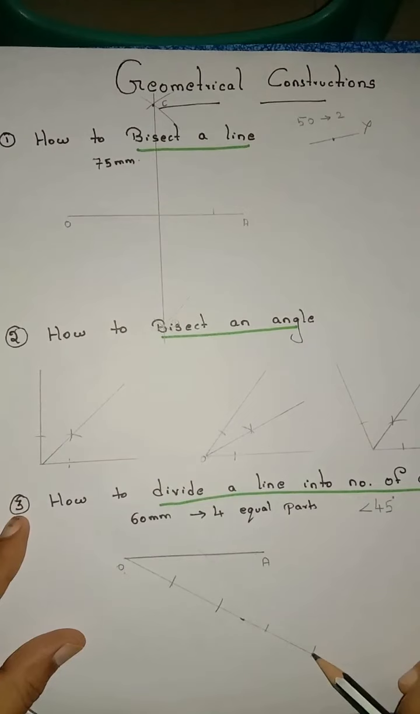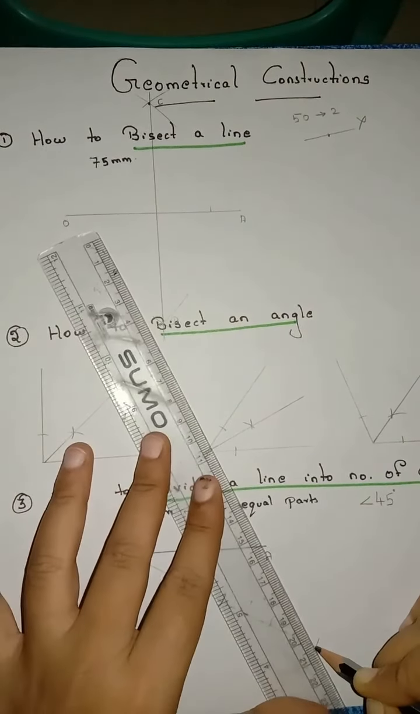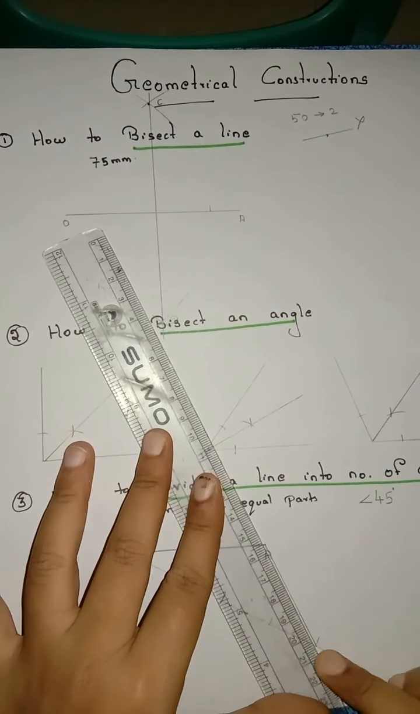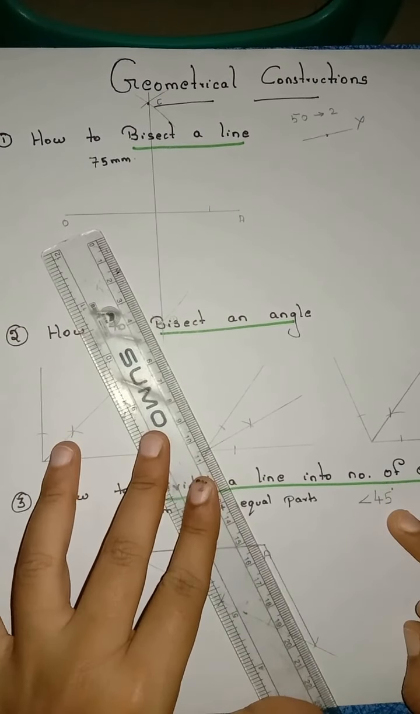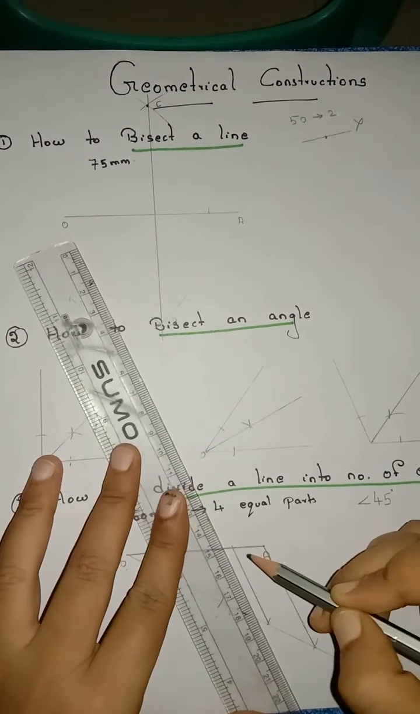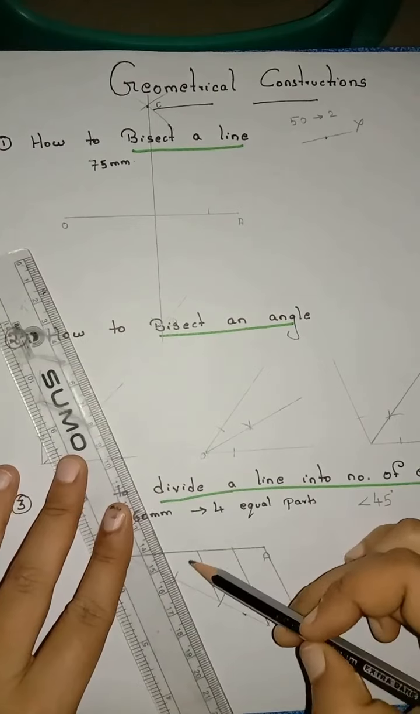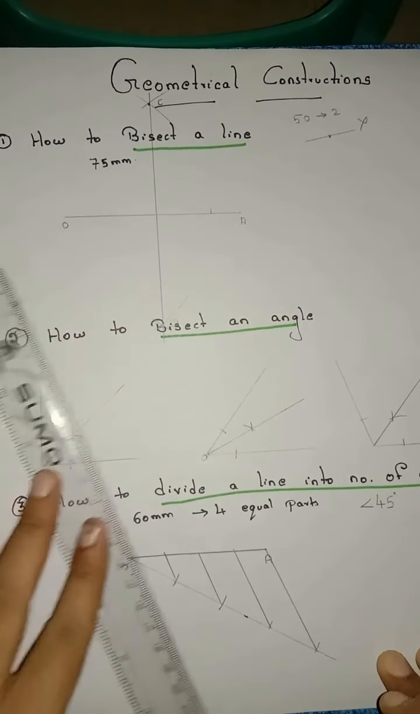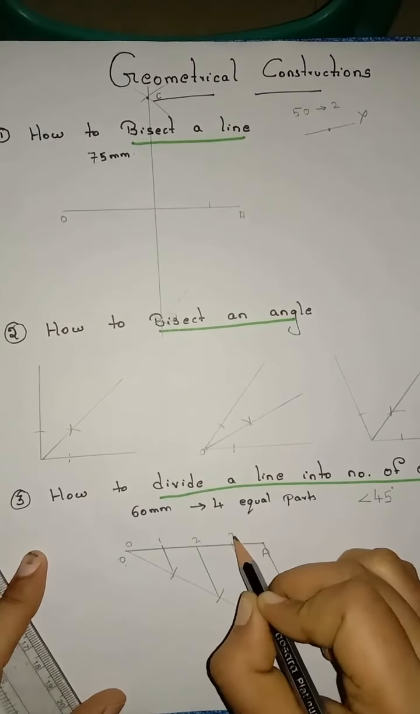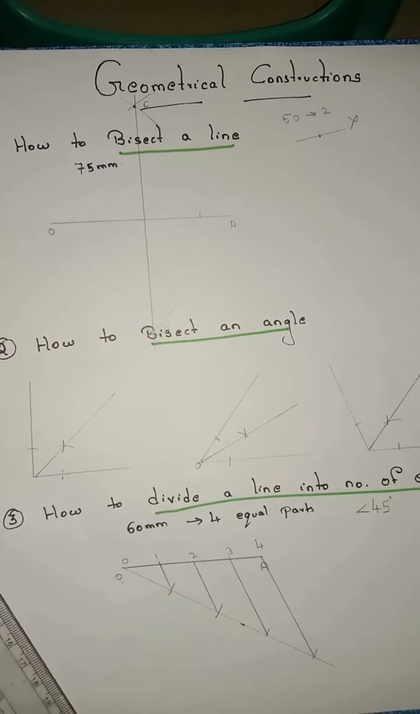Now this is your last arc. Join this last arc to the end of the line, A. Now move the scale like this and draw parallel lines from every arc. You can draw parallel lines by using set squares also. Now this is 0, 1, 2, 3, 4. I am dividing the 60 mm line into 4 equal parts.